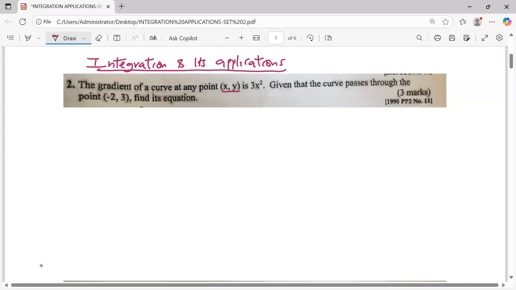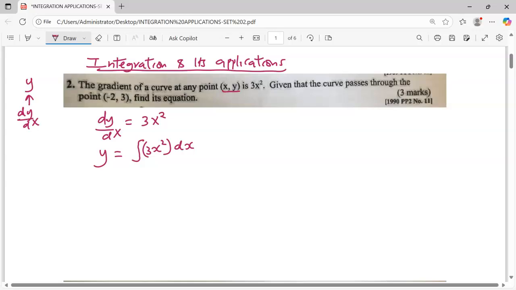Remember, the equation is in the form of y, and for us to move from dy over dx, which is what has been given, we have to integrate the given function. In this case, we are going to have our dy over dx first, and the dy over dx has been given to be 3x squared, meaning for us to get y, we are simply going to integrate the given function, which is 3x squared, and we are going to integrate this with respect to dx.